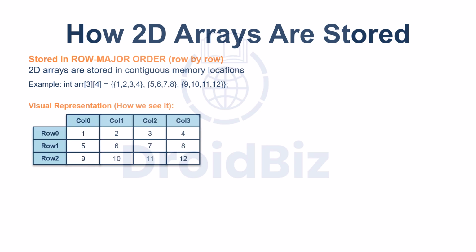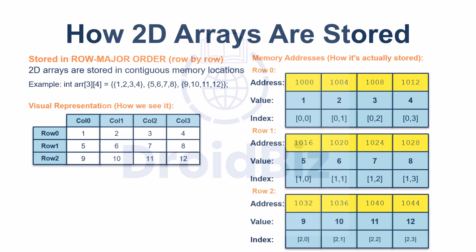On the left, you can see the visual representation of the 2D array. It's a table with row labels and column labels, showing all the values arranged in 3 rows and 4 columns. On the right, you can see the memory addresses, which shows how it's actually stored in the computer's memory.